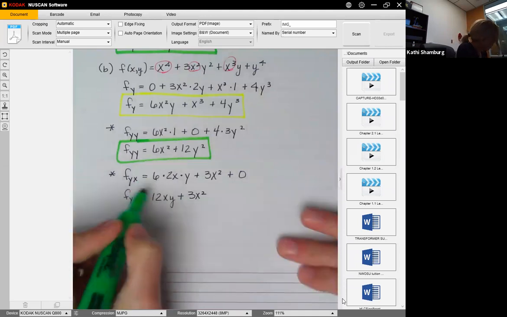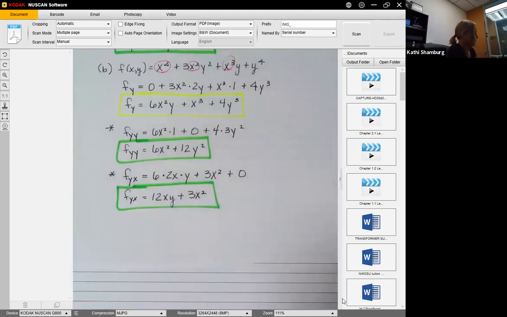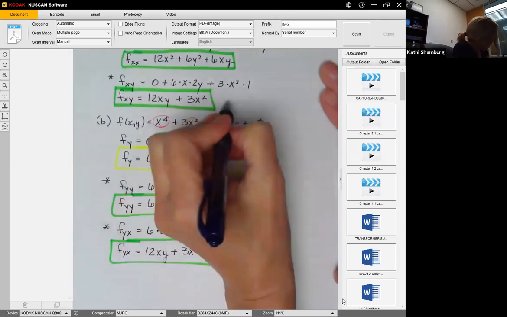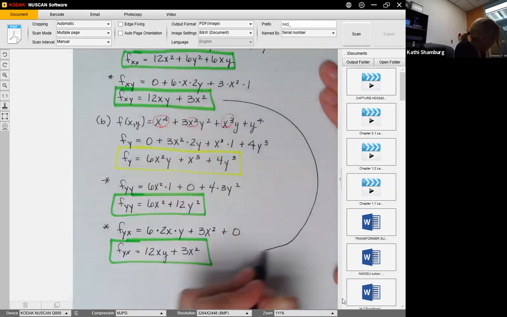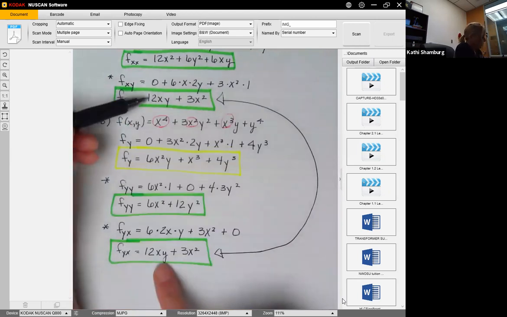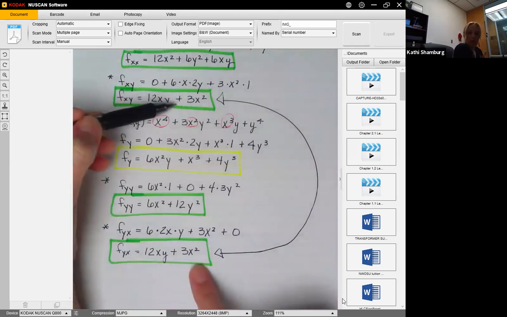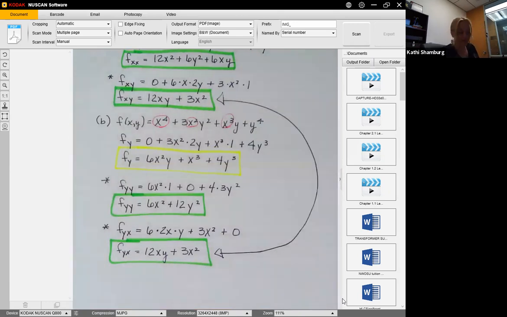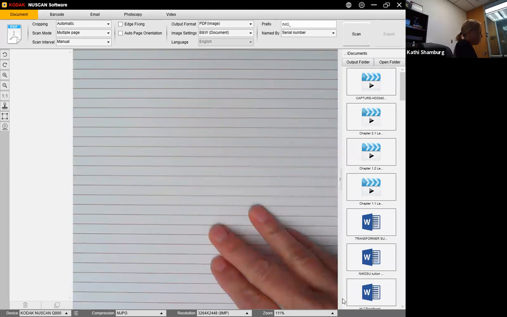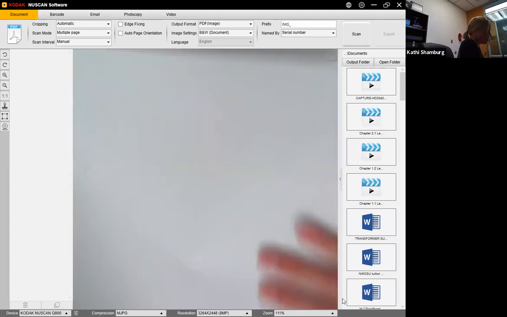Now, we've been doing a lot of work. You may not notice this, but I want to draw your attention to f sub xy and f sub yx. 12xy plus 3x squared. What do you know? They gave us the same thing. All right, we're going to look at an application problem, and then we will be done with this section.